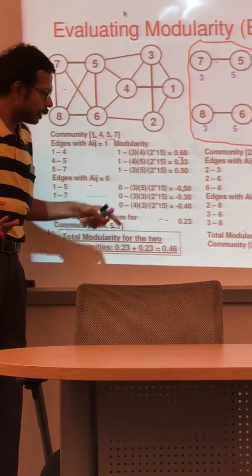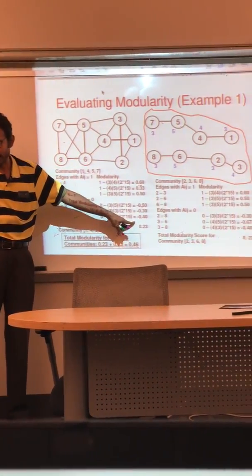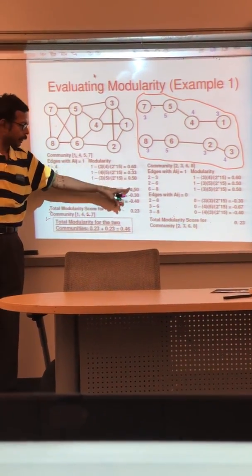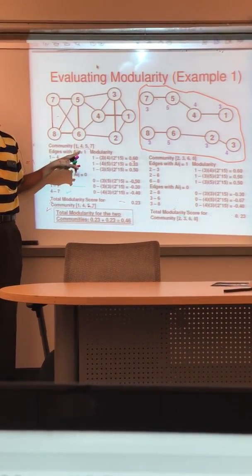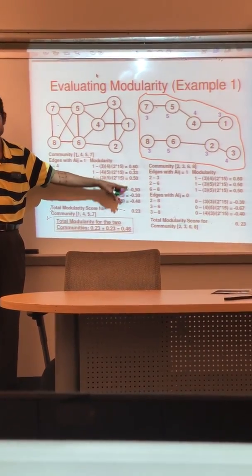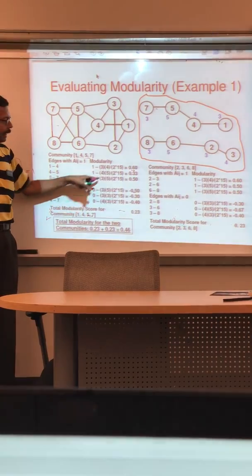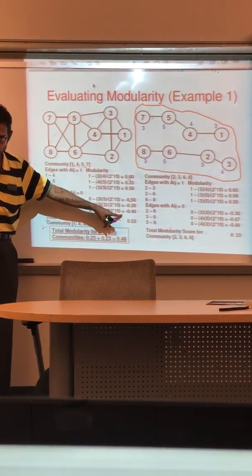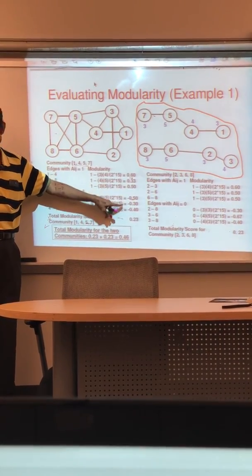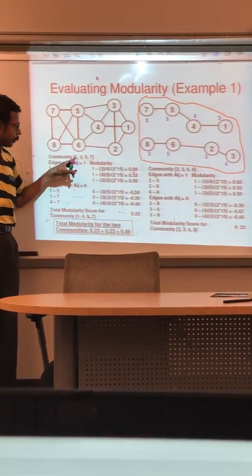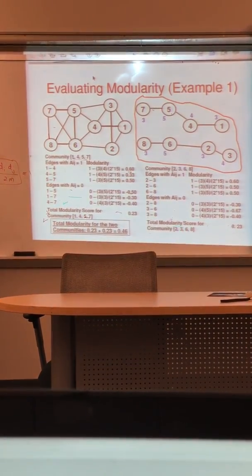So the overall modularity score for this community is the sum of all the pairwise modularity scores. The negative scores really pull down the total modularity score for this community. If all the pairwise modularity scores are positive, the sum is going to be larger. On the other hand, if some are negative scores, it's going to pull down the overall sum. Is that clear? So for this community, the total modularity score is 0.23.